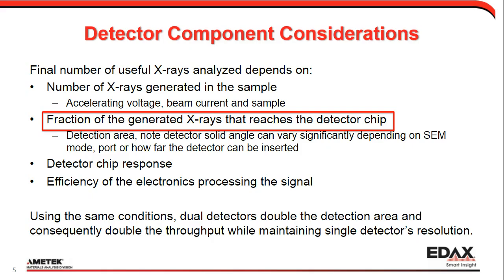Although detection area is an easy and intuitive number to understand, we have to be careful when trying to estimate the number of detected X-rays based on detection area, because the solid angle of the detector can vary significantly depending on which microscope or microscope port the detector is mounted on, and how far the detector can be inserted. When using the same conditions, a dual detector system actually doubles the detection area and consequently doubles the throughput while maintaining single detector's resolution.